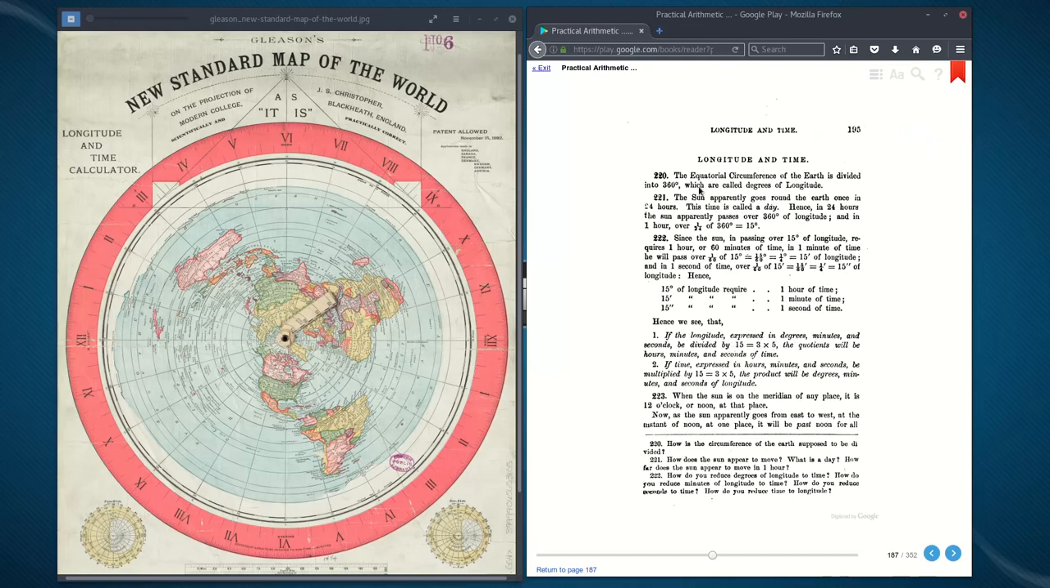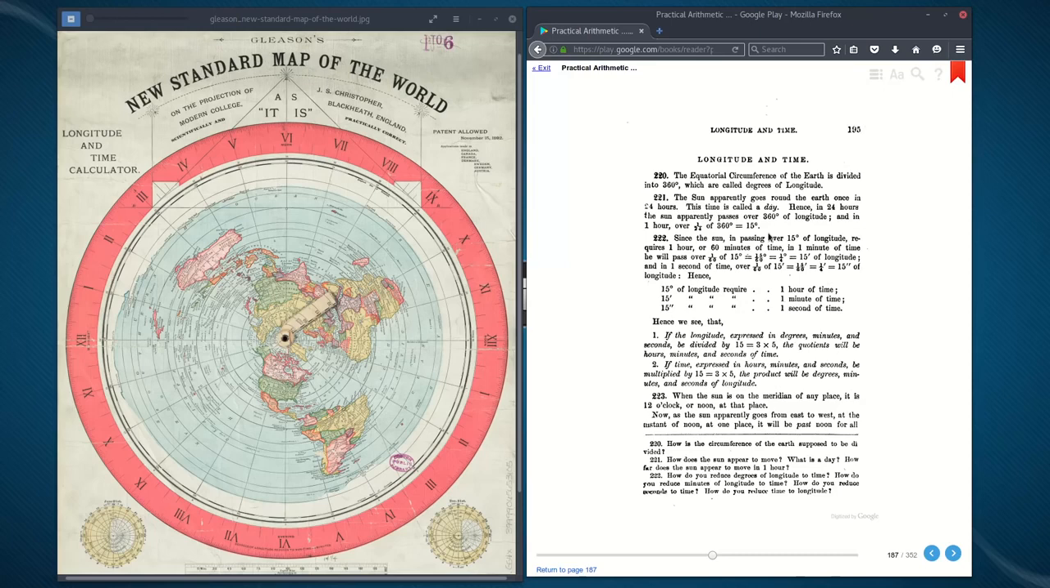So let's read this. The equatorial circumference of the Earth is divided into 360 degrees, which are called degrees of longitude. The sun apparently goes around the Earth once in 24 hours. This time is called a day. Hence, in 24 hours, the sun apparently passes over 360 degrees of longitude. And in 1 hour, over 1/24 of 360 degrees is 15 degrees.